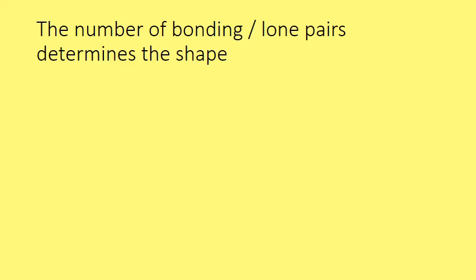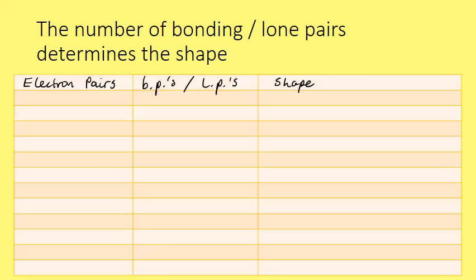Once we've got the number of bonding and lone pairs, we can use the following table to work out the shape. As you can see, there are 12 rows here, so there are going to be 12 shapes for you to remember. I can hear the groans from here, but don't worry, it's not as difficult as it may at first seem. If we have 2 electron pairs, then both of them are going to be bonding pairs, and the shape of that molecule will be linear. That's fairly easy. We'll have a look at an example in a minute, but first we're going to complete this whole table.